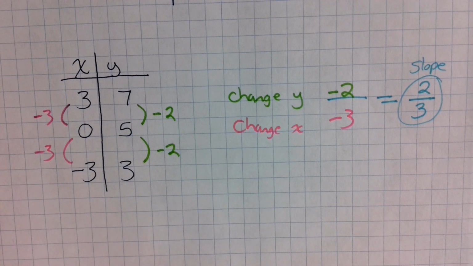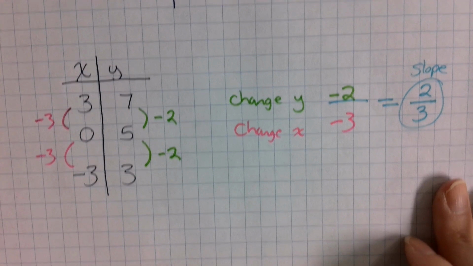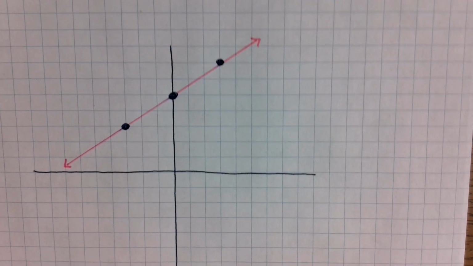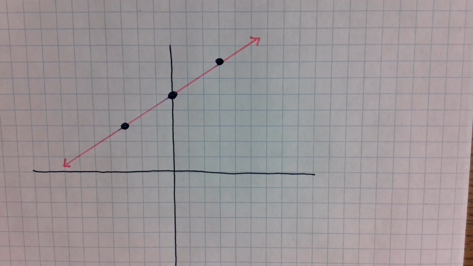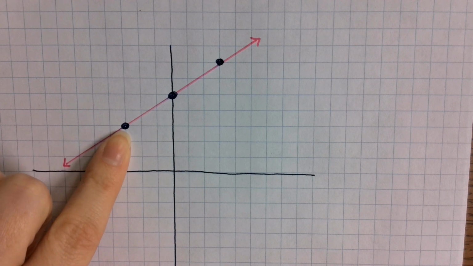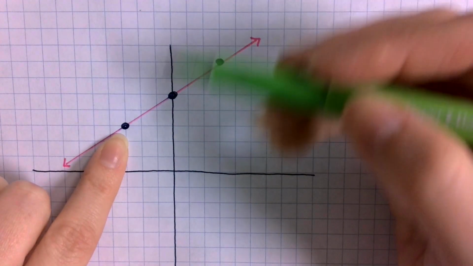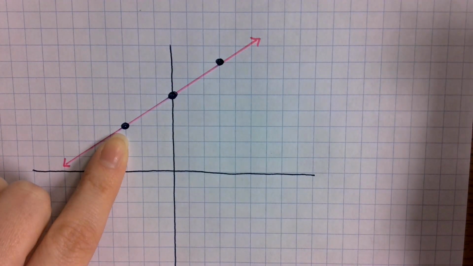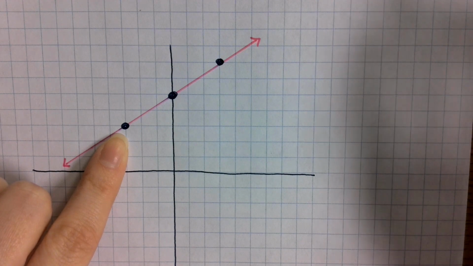Here's what it looks like if you were to follow it on just the graph. You pick any point on the graph. It doesn't matter which one you pick. So I'm going to start at the first one, and I'm going to find my change of y. Does my y go up and down or left and right? Up and down.